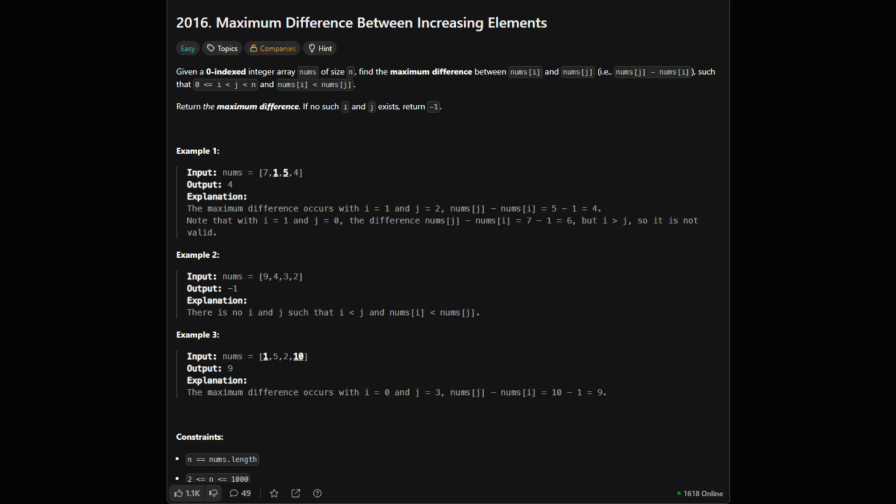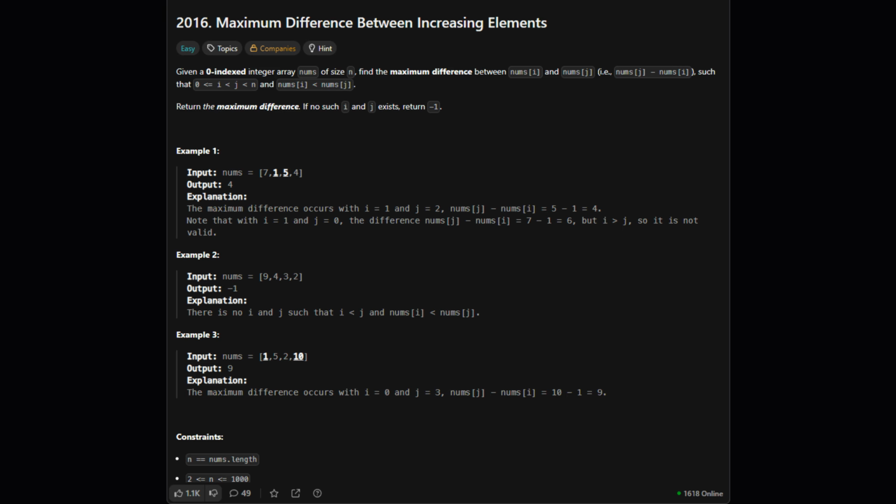Alright, so here's the official problem description. But let's put it in simpler terms. We get a list of numbers. Our job is to find two numbers in that list. The first one, let's call its position i, must come before the second one, whose position we'll call j. And there's one more rule. The number at position j has to be strictly greater than the number at position i.